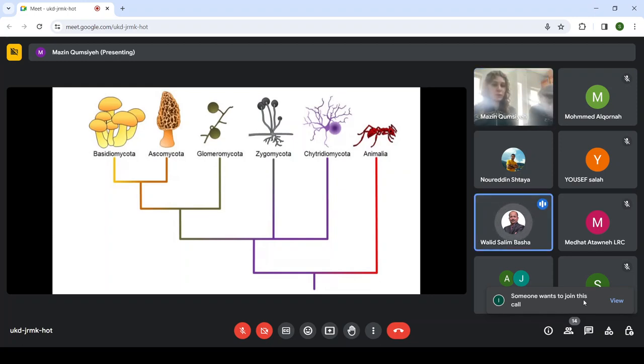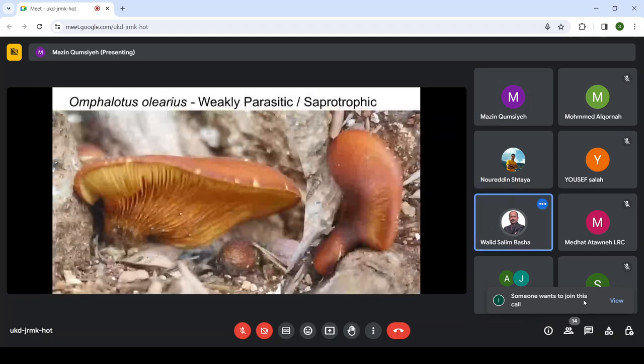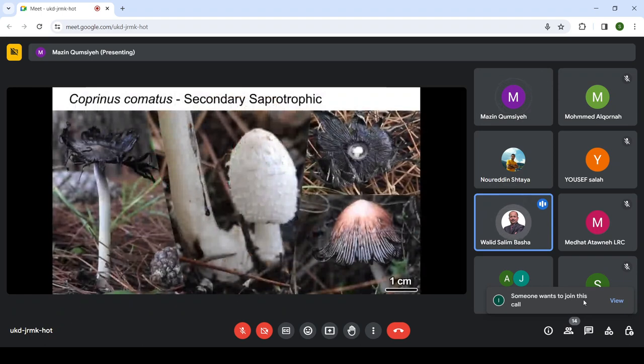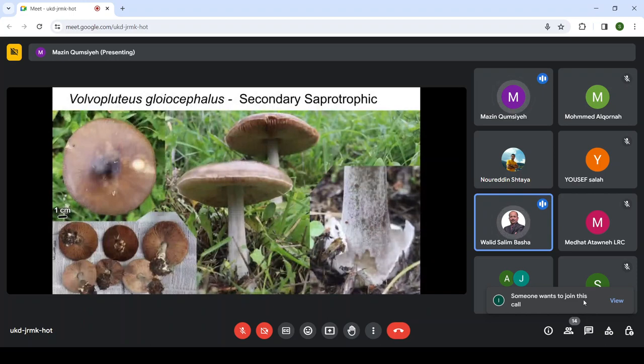I noticed while you are talking that you mentioned that there is one, the only edible you mentioned. The edible. For the Volvopluteus, it is the most common edible mushroom in Palestine. Yeah, the people collect it in a large amount. It's not that delicious, but mainly the one in the market and the one collected in the field, the most of the people seeking for is the Volvopluteus.